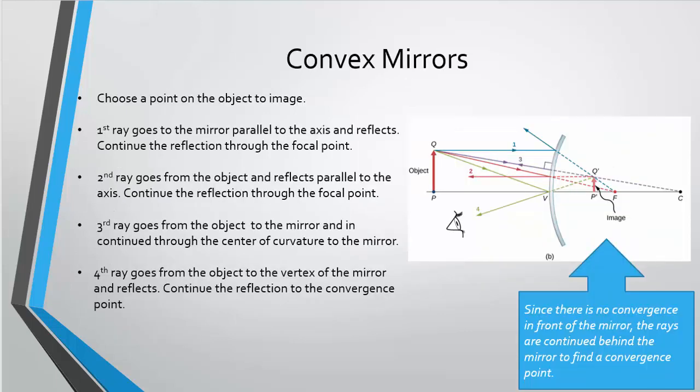Now, convex mirrors are a little bit more complicated because those rays are not going to converge in front of the mirror. They're going to converge behind the mirror. So you're going to follow a similar path to get 2 or 3 lines that intersect, but you're going to have to continue them behind the mirror. So you continue the reflected ray back behind the mirror, which is shown with dashed lines, to a point of convergence. And in this case, our image is upright, so it's virtual, which means you can't project it. It is reduced in size, and it is behind the mirror.